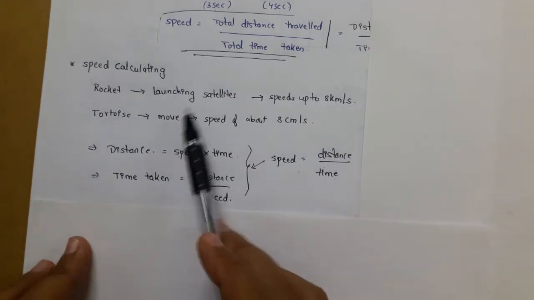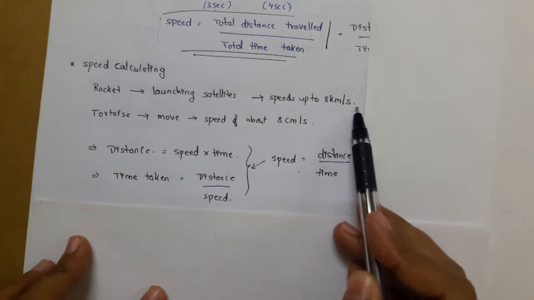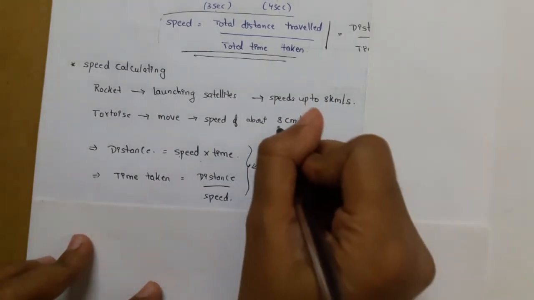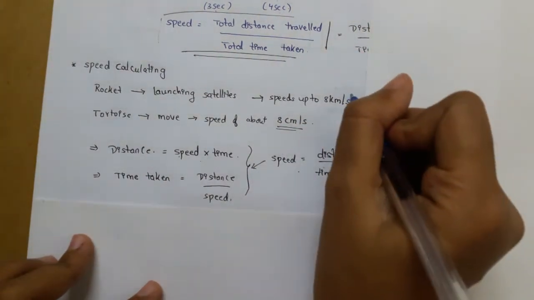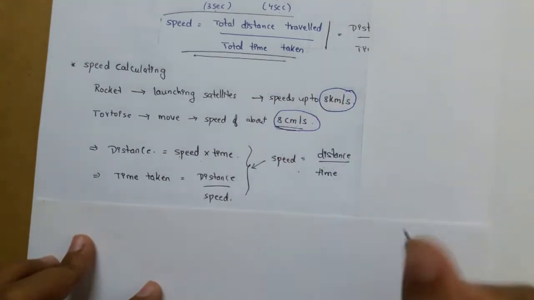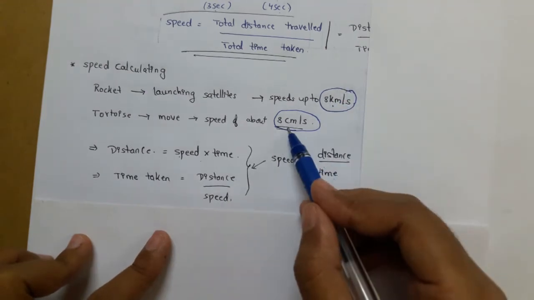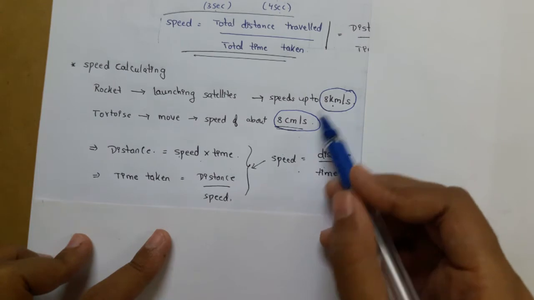So here I told, a rocket can launch up to the speed of 8 km per second, whereas a tortoise moves at a speed of up to 8 cm per second. You can see the large difference. This is 8 km per second and this is 8 cm per second. Kilo is 10 power 3 and here centi is 10 power minus 2, that is 1 by 100. So you can see what will be the difference between these two.